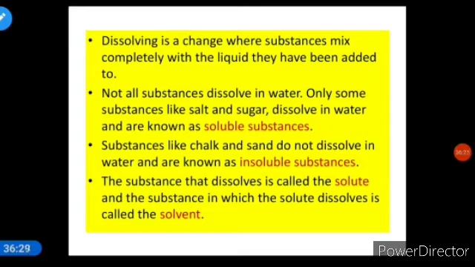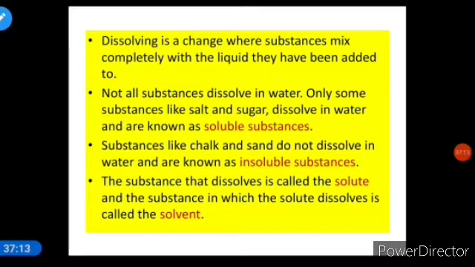Not all substances dissolve in water. You see sand is not dissolved in water. Chalk powder is not dissolved in water. You see sugar easily dissolves in water. Salt easily dissolves in water. So a few substances are dissolved, a few are not. Only some substances like salt and sugar dissolve in water and are known as soluble substances. So what do you mean by soluble substance? Soluble substances are those substances which easily dissolve in water, for example sugar and salt. And substances like chalk and sand do not dissolve in water. That's why they are called insoluble substances.